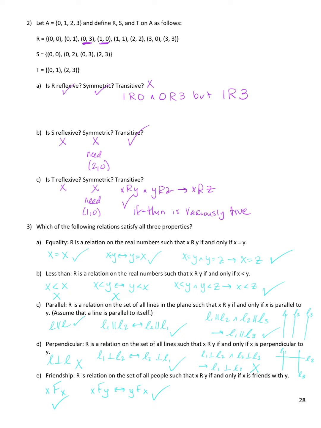And then the last one for transitive, if X is friends with Y and Y is friends with Z, does that imply that X is friends with Z? That is not the case. There are plenty of examples where these two people are friends, X and Y are friends, Y and Z are friends, but X and Z don't get along. They don't like each other. They're not friends. So friendship is not transitive.